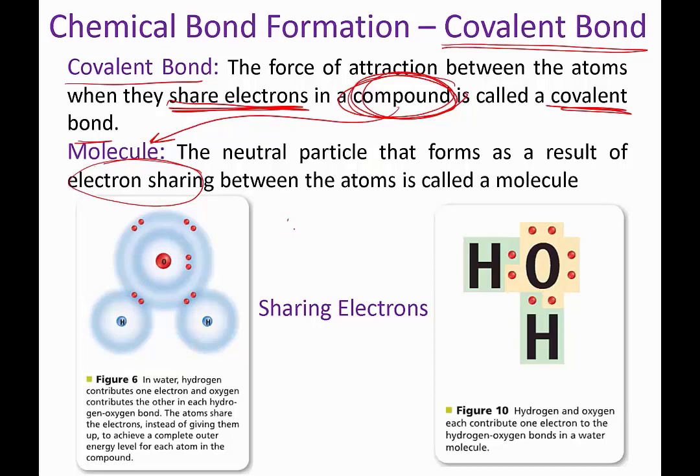Let's start with the HCl, for example. H and Cl. Hydrogen has only one electron. Chlorine has 1, 2, 3, 4, 5, 6, 7.